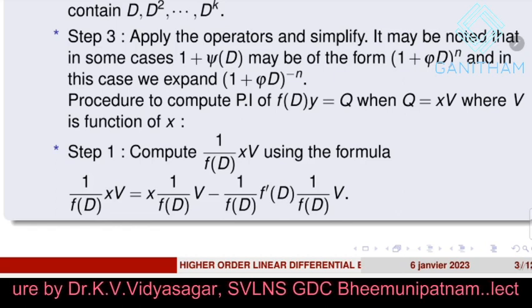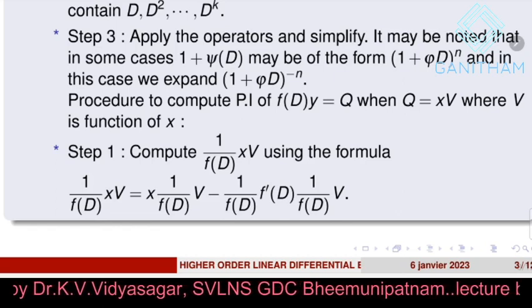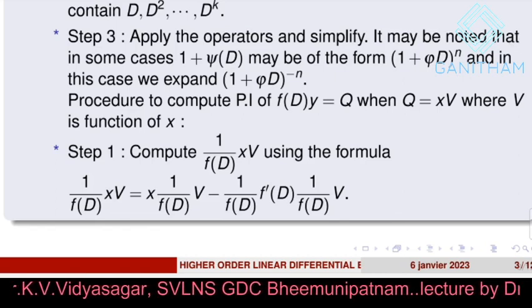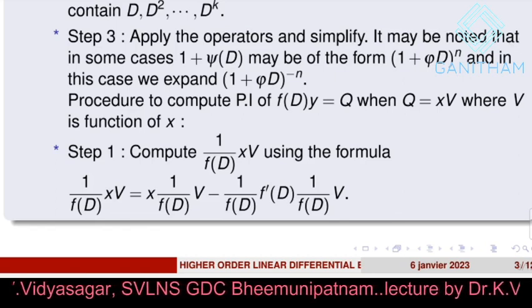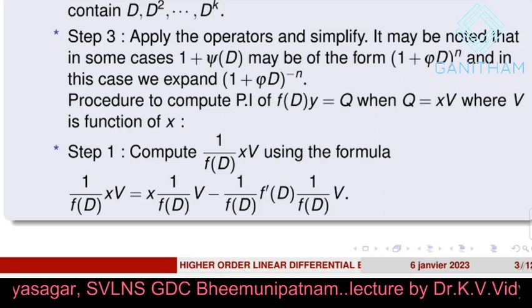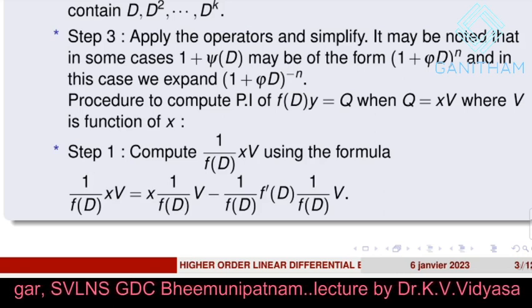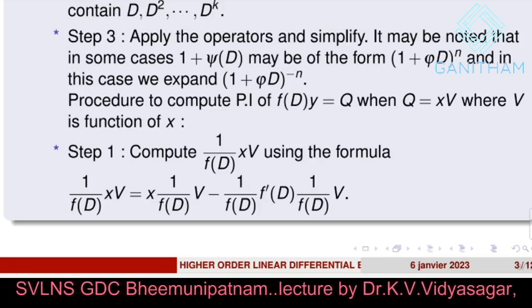1 plus phi of D to the power of n and minus n, 1 plus phi of D to the power of 2, 1 plus phi of D to the power of minus 2, and 1 minus phi of D to the power of minus 2.